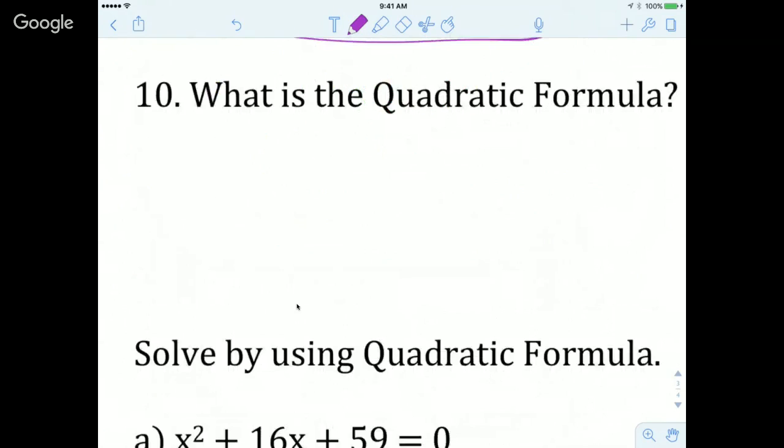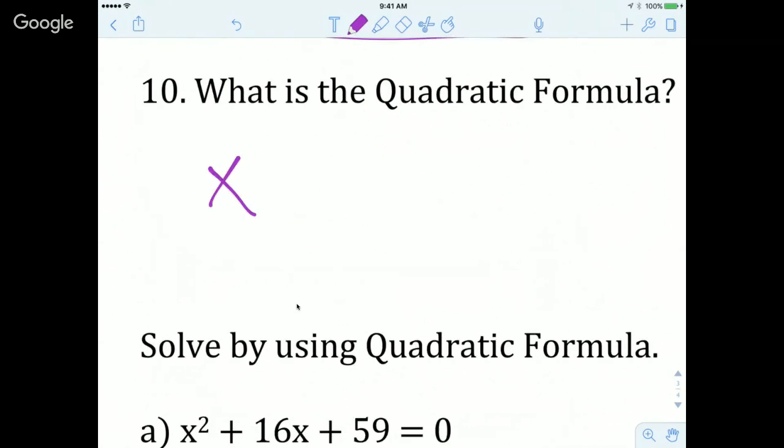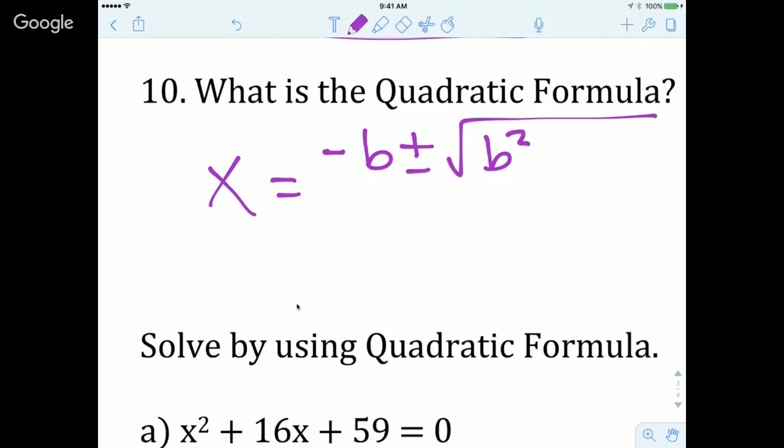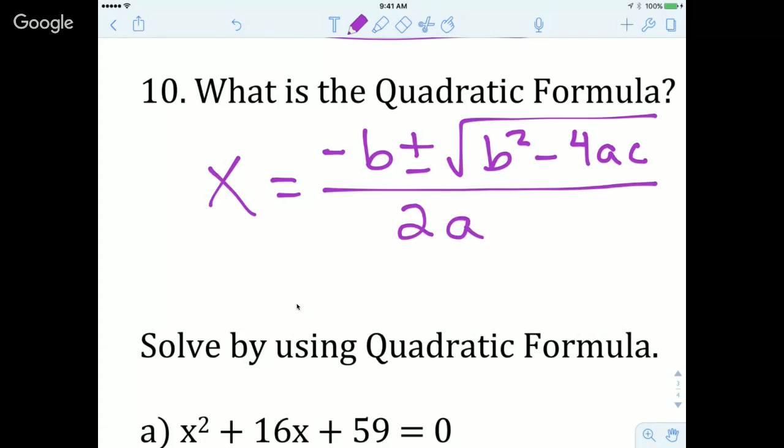So what is the quadratic formula? That's on your formula sheet. X equals negative b plus or minus the square root of b squared minus 4ac, all over 2a.